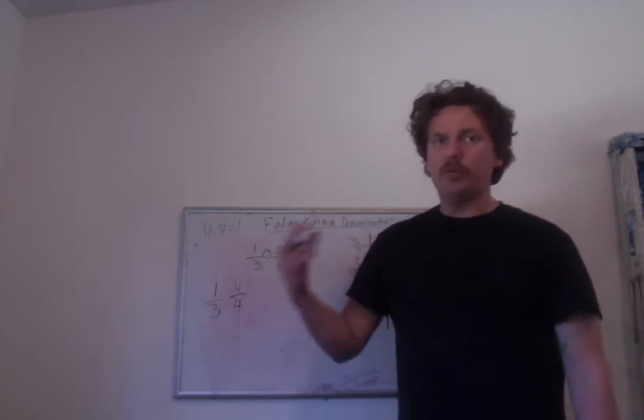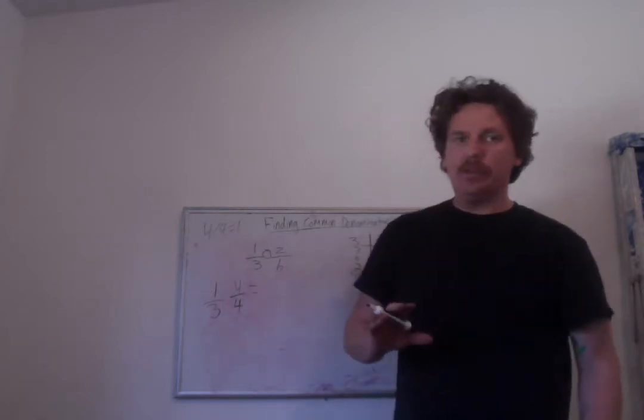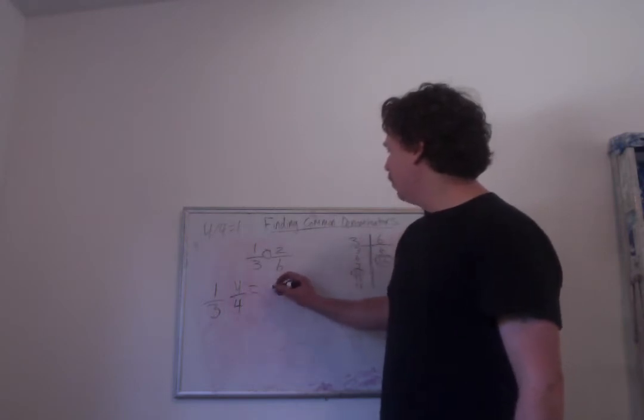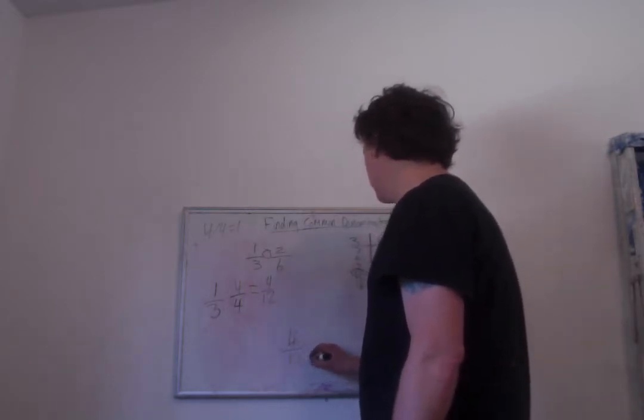X times 1 equals X. It doesn't equal a different number. So that just shows you these are actually equivalent. They are the same value. So 1 third times 4 over 4 equals 4 twelfths. So that is our new first fraction.